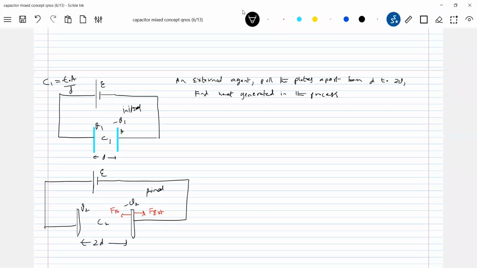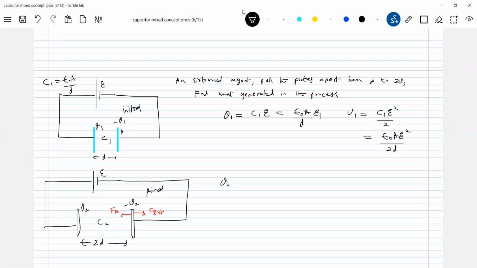Now let's look at the first diagram. Q1 is equal to C1 into E, that is epsilon naught A E by d. The initial energy we will also calculate. U1 is equal to C1 E square by 2. Let me use this formula: epsilon naught A E square by 2d.